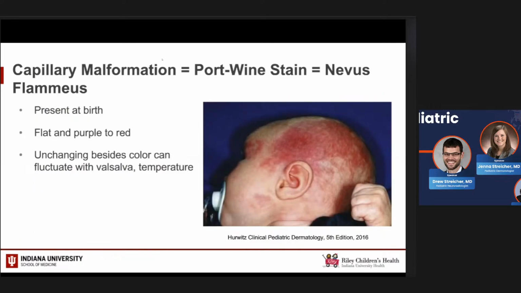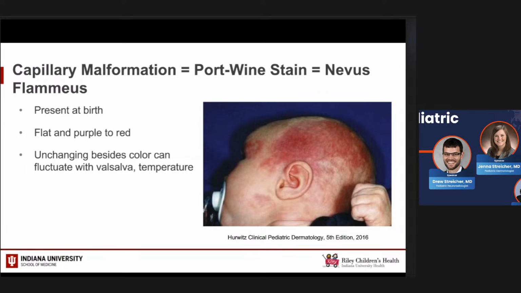So capillary malformations have lots of terms. I think that's a problem over time, because it can be confusing. Capillary malformation is the same as a port wine stain, which is the same as an old term I don't use anymore, nevus flammeus. And actually, there's a big push, as time goes on, to get rid of the term stain. So you'll see in a lot of new publications, people use the term port wine birthmark rather than port wine stain. These are present at birth.